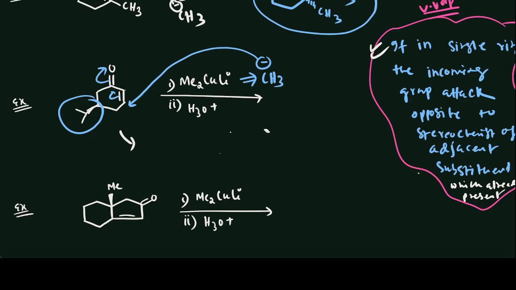So if you don't want to memorize, don't want to look at anything, just remember that in a single ring, the incoming group attacks opposite to the stereochemistry of the adjacent substituent which is already present. So this attacks opposite to this. This is going to attack here. Since this is already in the above, this is going to be on the below side, and this is shifted to here, and this is going to be O minus.